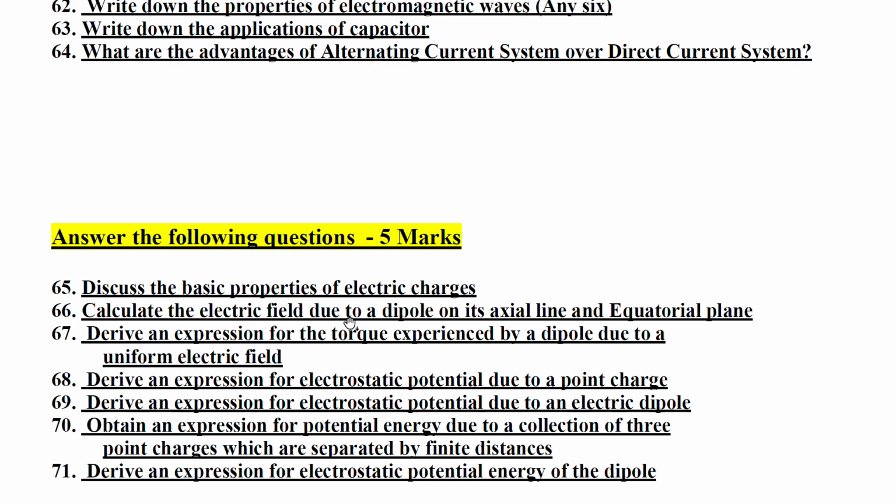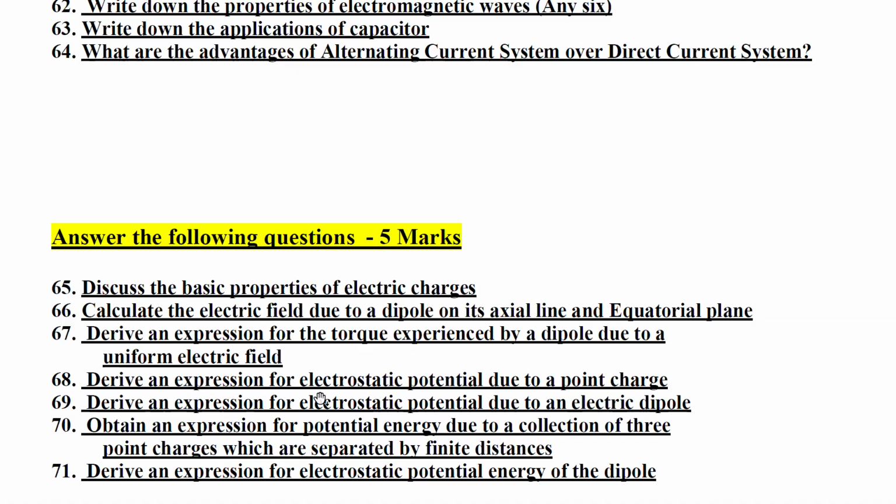Discuss the basic properties of electric charges. Calculate the electric field due to a dipole on its axial line and equatorial plane. Derive an expression for the torque experienced by a dipole due to a uniform electric field.